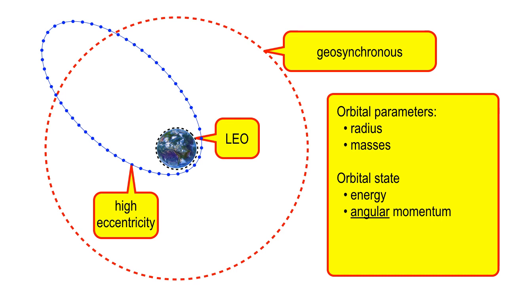And then here's another orbit that some spy satellites have. Now, this one is useful because the fast part of the orbit is down here at perigee, the point of closest approach.